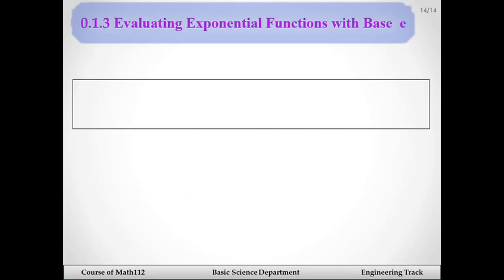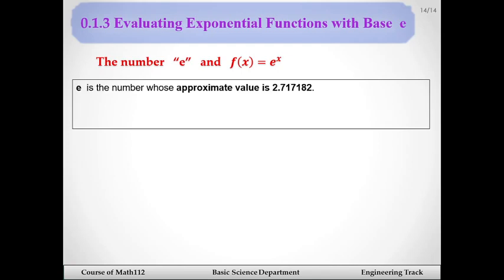Now, evaluating exponential functions with base e. For most of you, this is the first time you see the number e. The number e is something like pi, but it has a very different value, 2.717182 and more. So we just cut it here. Pi is also endless, but we cut it here, or we can cut it somewhere else. It depends on what you want to do. If you're doing a precise calculation, you might need more decimals.